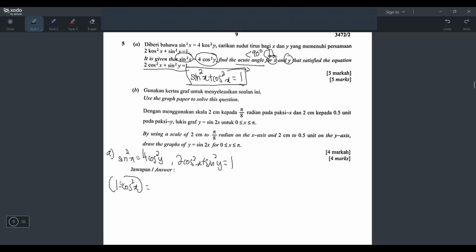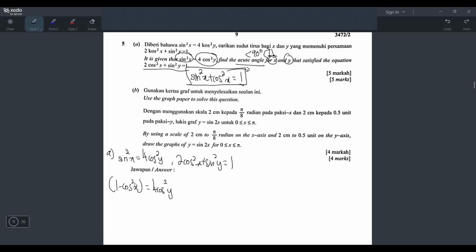It's because this one later has cos square, and the other equation also has cos square, then I can do simultaneous. I can substitute, or I can make cos square single and then substitute, or do elimination also can. So that is why I change to cos square. Because if I don't do that, I cannot substitute. Because look at this. This is sine square x, this is sine square y. This is cos square y, this is cos square x. So I can't substitute. So the only way is to use the basic identity. So 1 minus cos square x equals 4 cos square y.